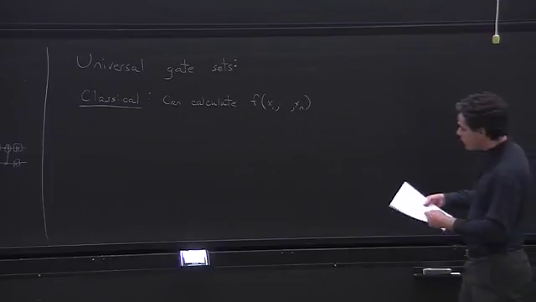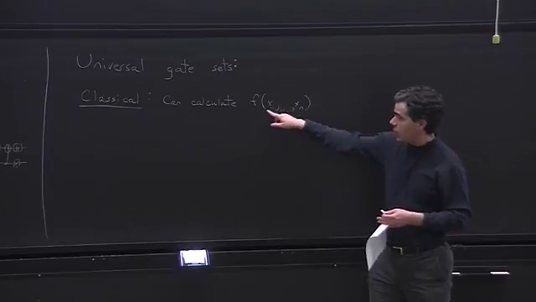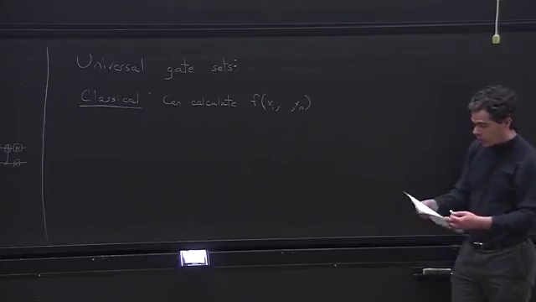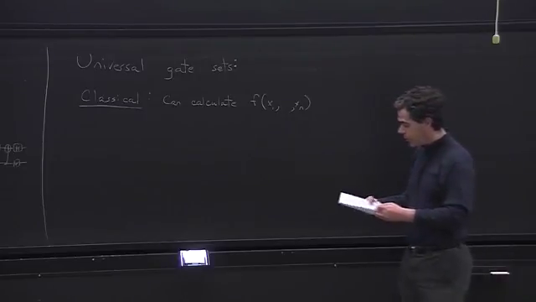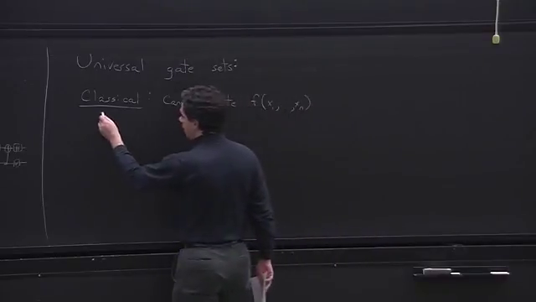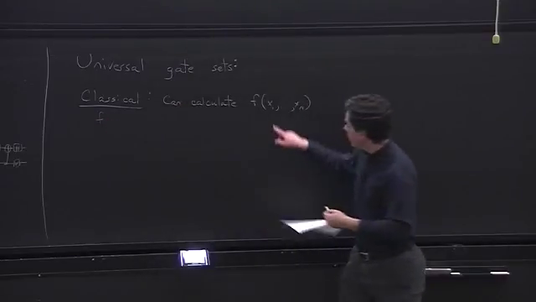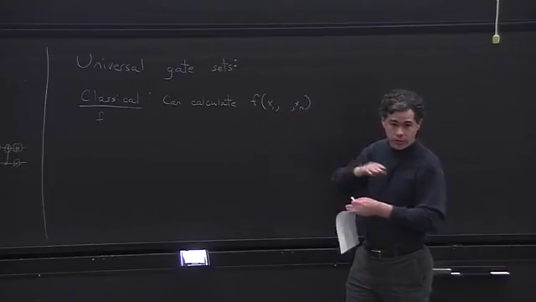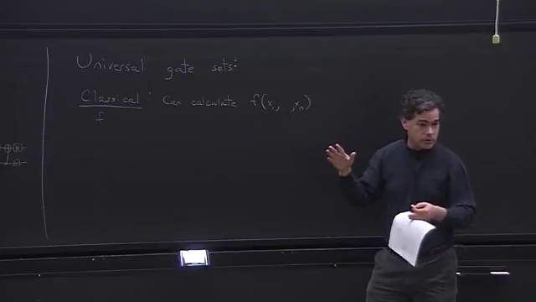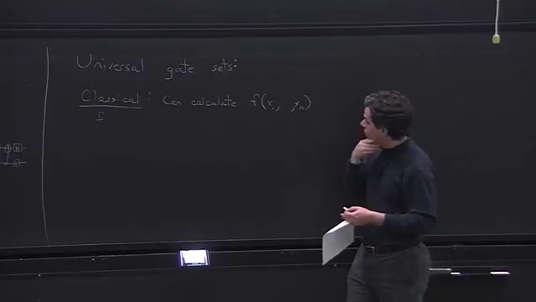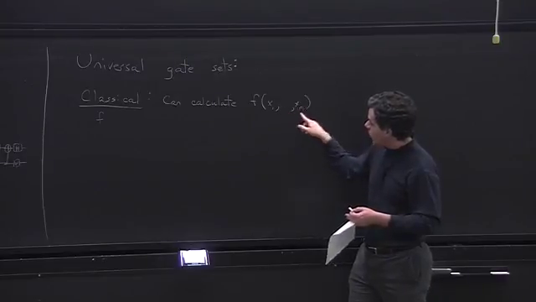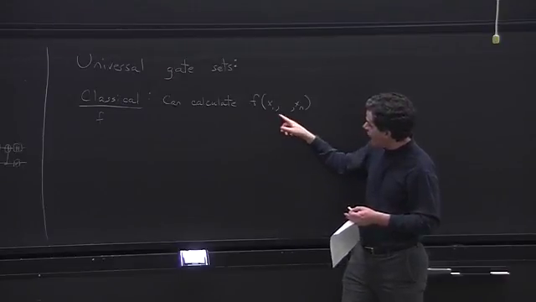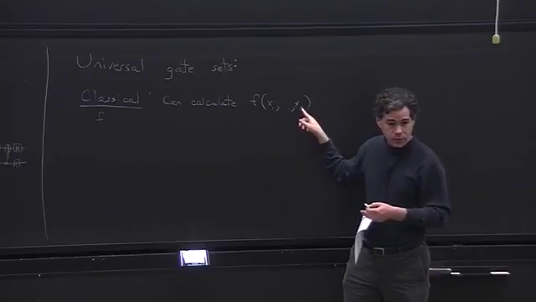So what gates do we need to be able to calculate an arbitrary function? Well, I don't want to go through a completely detailed proof, but the basic observation is that these things are bits, right? x1 through xn are bits, and there's n of them. So there's only finitely many inputs that we can deal with. It turns out that any function at all, given that there's only finitely many inputs, can be written as a polynomial.